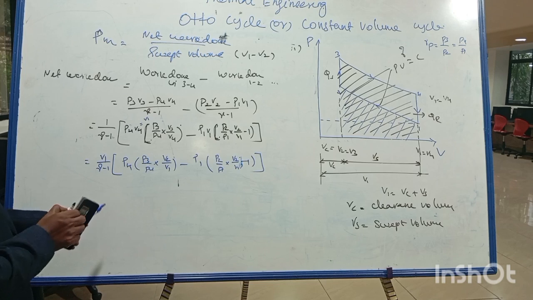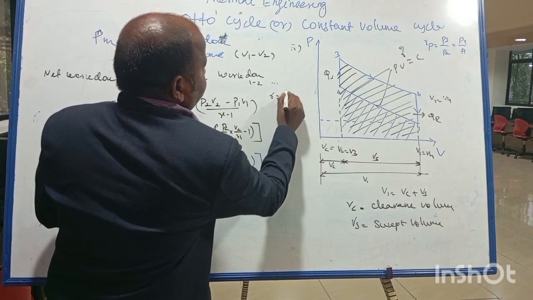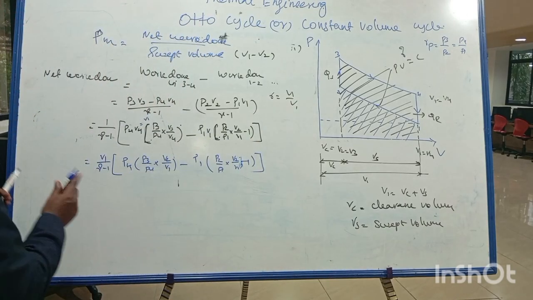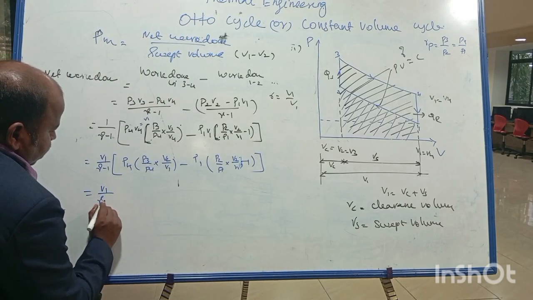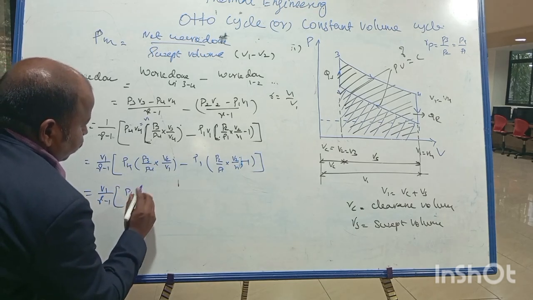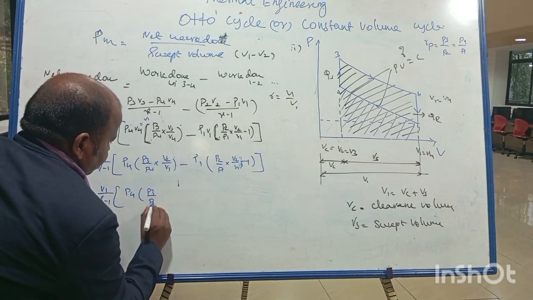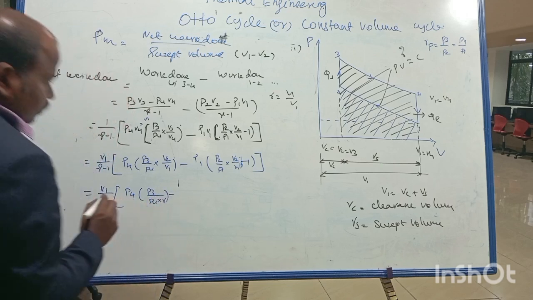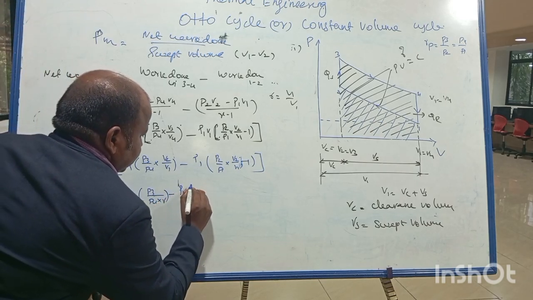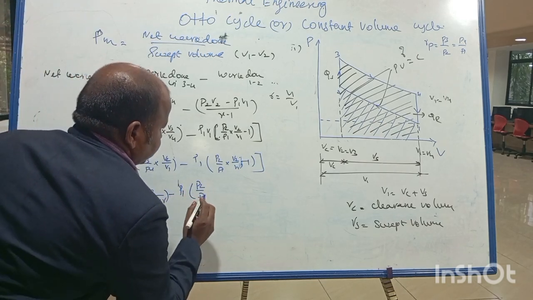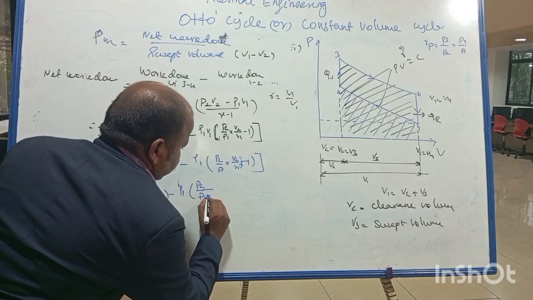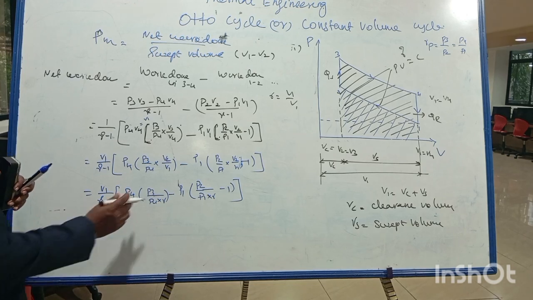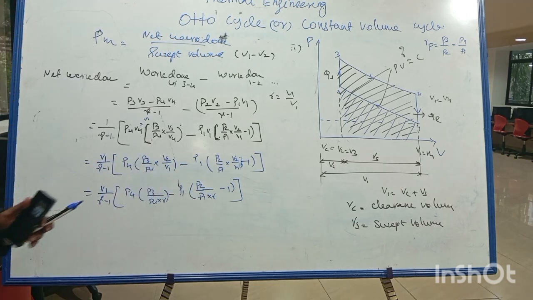Now you know very well this compression ratio R is equal to V1 by V2. Here we have a V2 by V1, so I am going to write 1 by R, that is V1 divided by gamma minus 1 into P4, P3 by P4 into 1 by R minus P1 into P2 by P1. This V2 by V1 is again 1 by R minus 1. Now we have two terms, that is P3 by P4 and P2 by P1. So I am going to simplify this one.